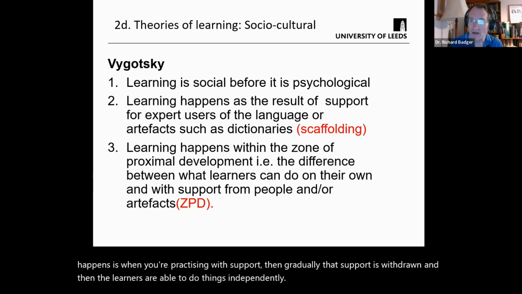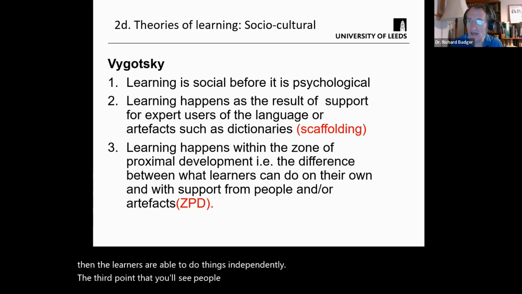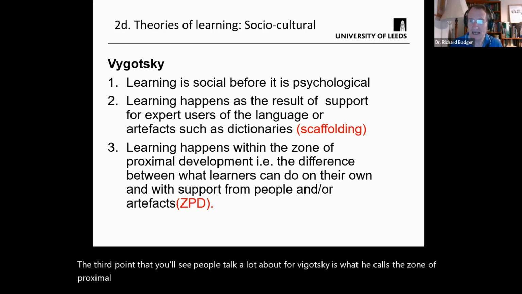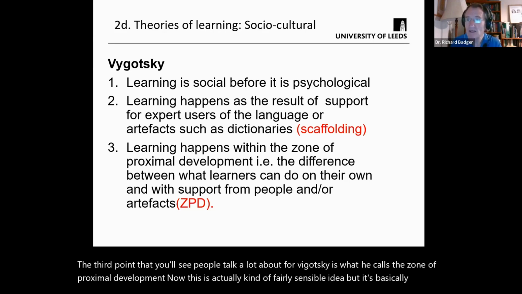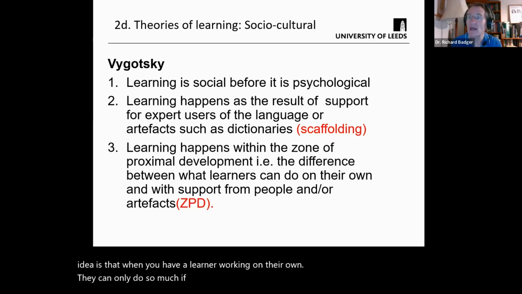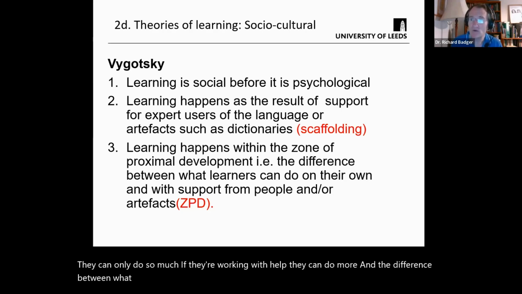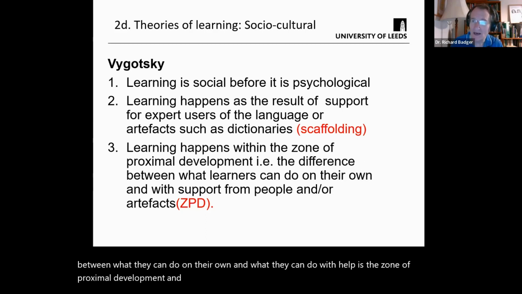The third point that you'll see people talk a lot about for Vygotsky is what he calls the zone of proximal development. Now, this is actually a fairly sensible idea, but basically the idea is that when you have a learner working on their own, they can only do so much. If they're working with help, they can do more. And the difference between what they can do on their own and what they can do with help is the zone of proximal development. And for Vygotsky, that's where the learning needs to happen.